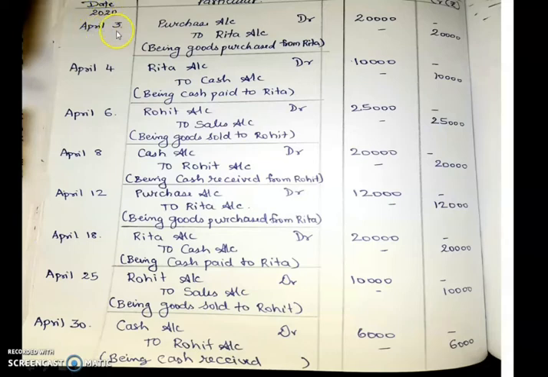2020 April 3rd, the entry is purchase account debited 20,000 to Rita account, being goods purchased from Rita. After passing the journal entry and writing the narration, you have to write the date on the debit and credit side and then draw a line. It should not be a long line, only this much you have to draw. Don't draw the whole line. Next is April 4.